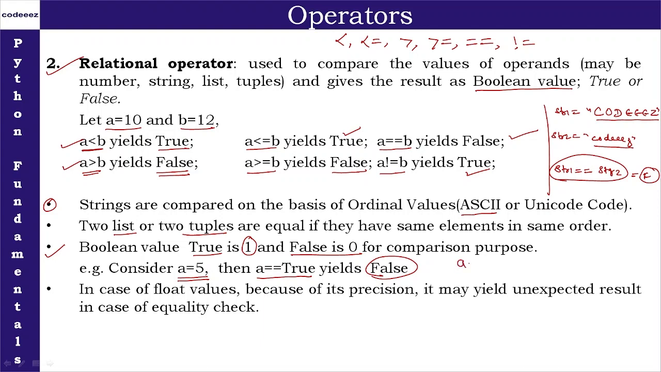Now if I simply assign the value 1 to variable a, and check whether a is equals to True, in this case the result will be true, right? So I hope you got it, that Boolean value true is 1 and false is 0. So this is the concept of relational operators, right?